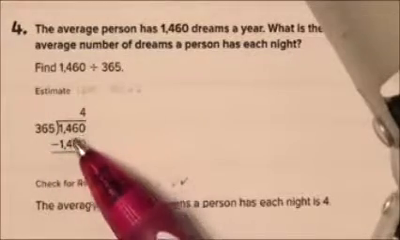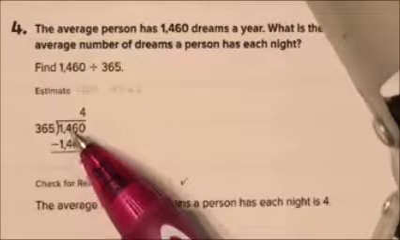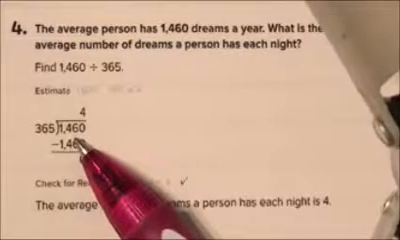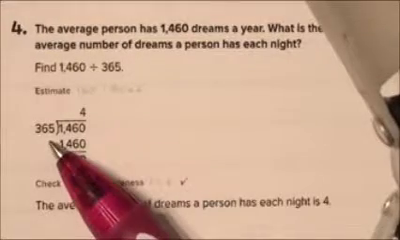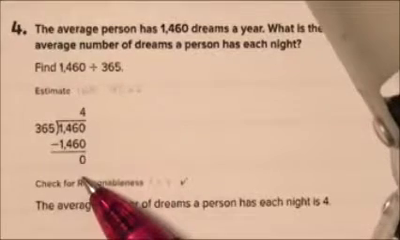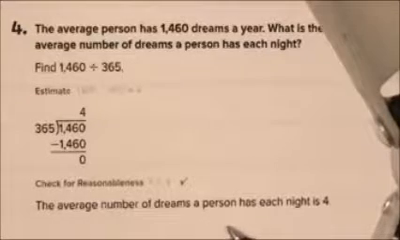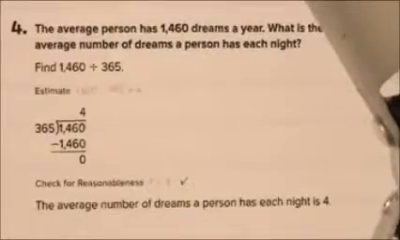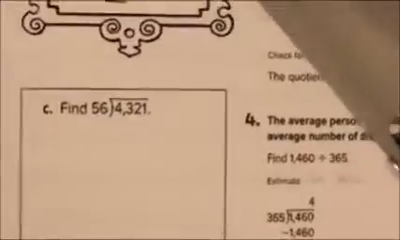So 365 cannot go into 1, it cannot go into 14, it cannot go into 146. It can go into 1,460, 4 times. 4 times 365 is 1,460. I subtract and I get 0, so I have no remainder. So the average number of dreams a person has each night is 4. Okay. So there are 3 try problems on this page. Go ahead, try them out. When you're done, we will go over the answers together.